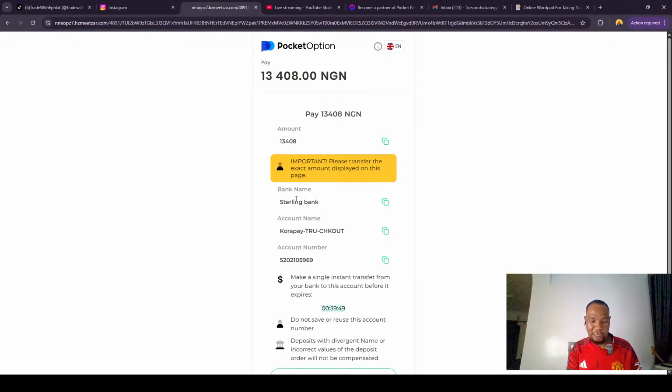So I'm going to be recharging $10. That's about 13,408 naira, which is something that I can afford to lose at this moment. And I believe $10 is something that anybody can afford to lose. So I'm recharging the money, Sterling Bank, 13,408.